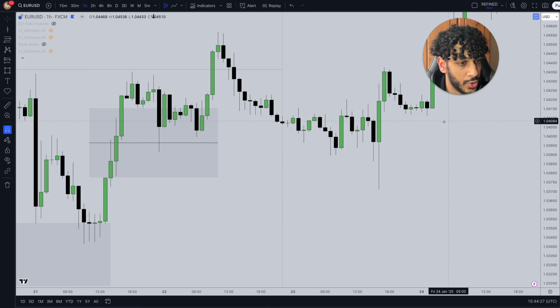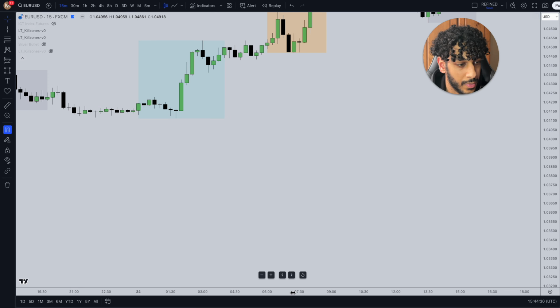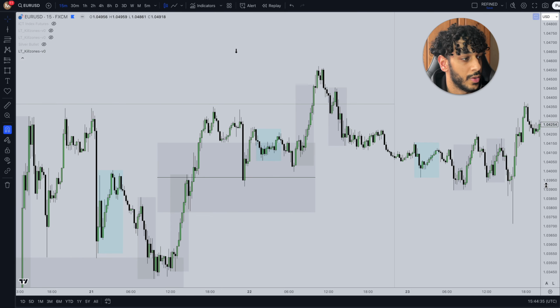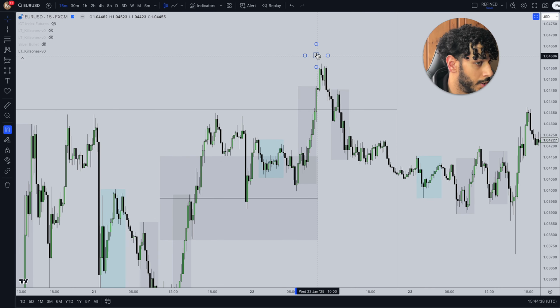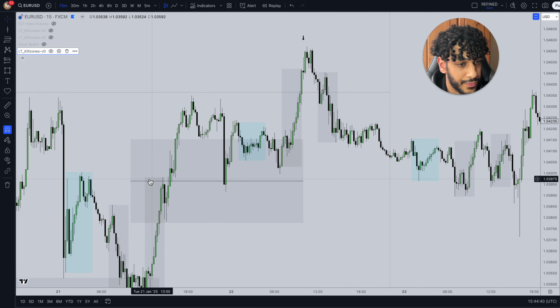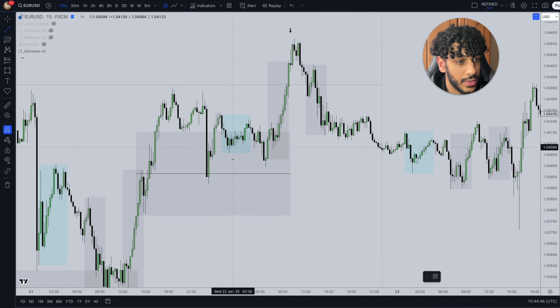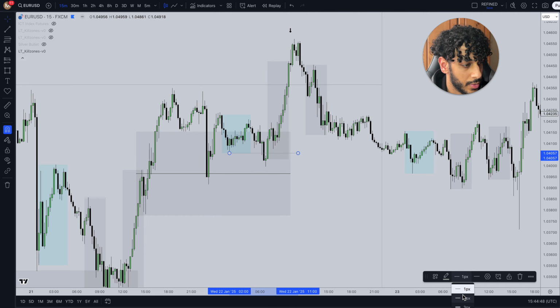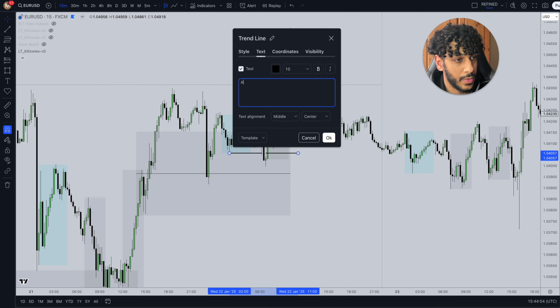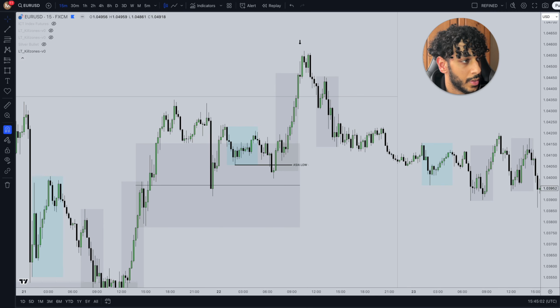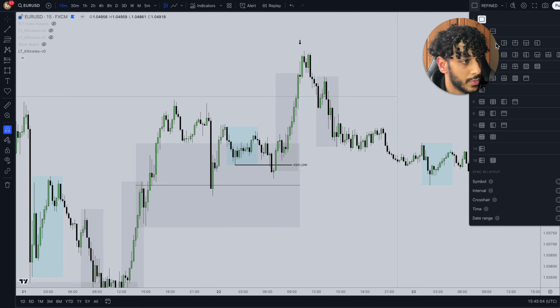So let's drop a bit more. Now let's put the sessions on. As you can see here, we've tagged the H4 array. We then swept out Asia. Let's make this thick. And then we've run away from that.